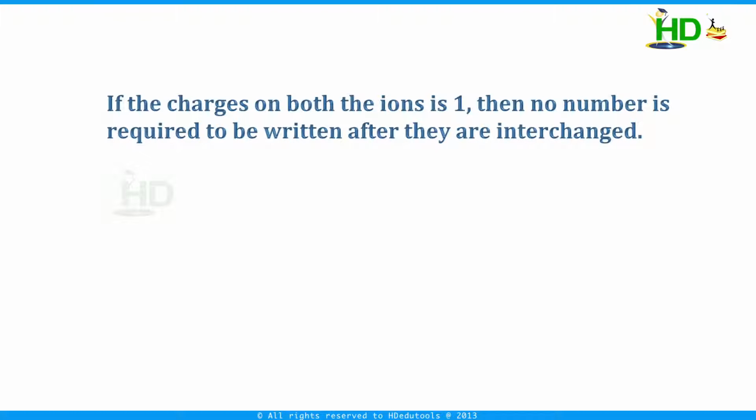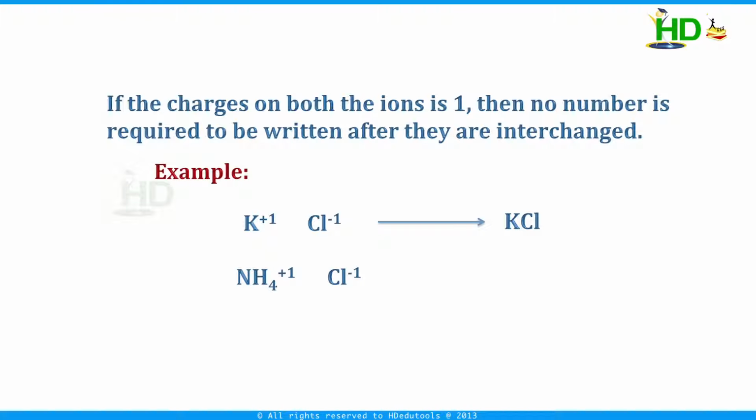If the charge on any one ion or radical, or both, is 1, then no number is required to be written after the interchange to the lower right side. For example, K plus 1 and Cl minus 1, both having 1, we get KCl. NH4 plus 1 and Cl minus 1, we get NH4Cl. Both have the same charge. Similarly, Fe plus 2 and O minus 2, both have the same charge. Due to the combination of these two, we get FeO. Al plus 3 and N minus 3. Here also the charges are the same. We get AlN.